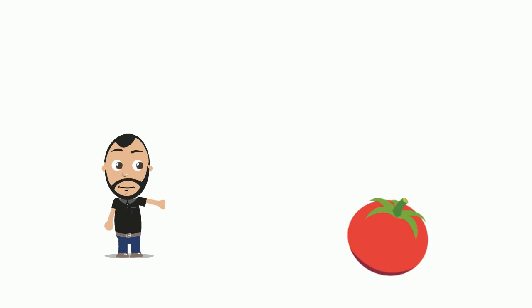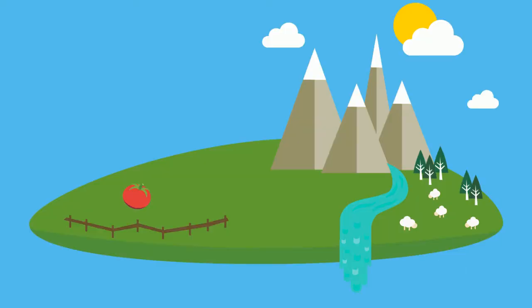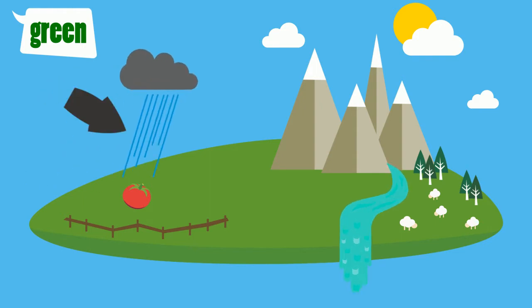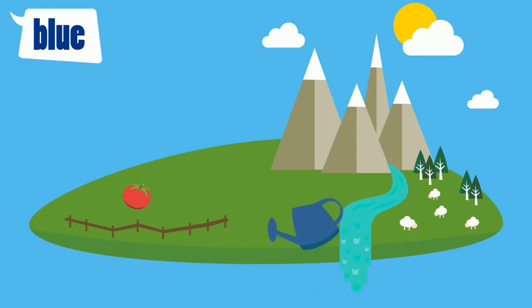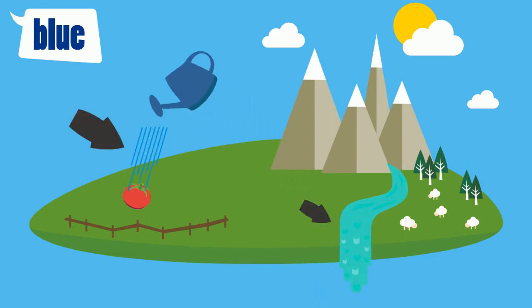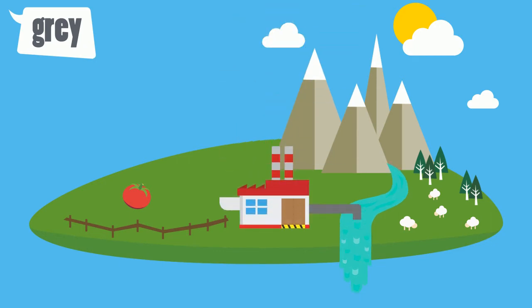Yeah, correct. A water footprint can be classified into three components. If we stick with the tomato example, the green water footprint refers to the amount of rainwater used to let the tomato grow. Whereas the blue water footprint is the surface and the groundwater used. Finally, the gray water footprint refers to the amount of water needed to assimilate the pollution created during the production of the tomato.